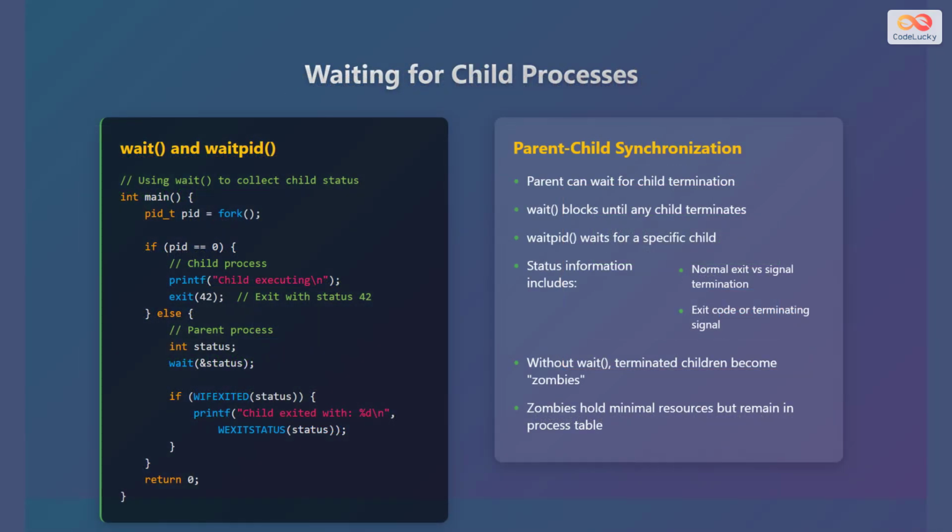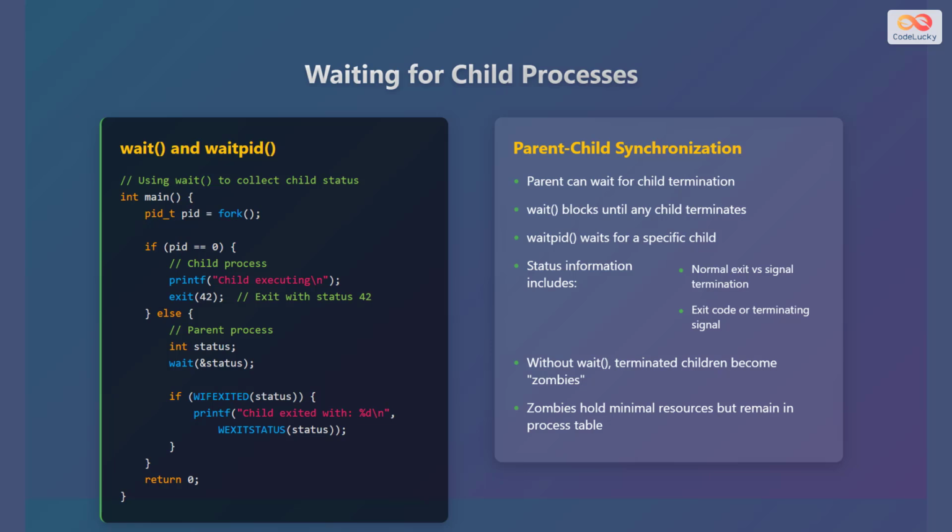After a parent process creates a child process, it often needs to wait for the child to complete its execution. The wait and waitpid functions are used for this purpose. The wait function blocks the calling process until any of its child processes terminate, while the waitpid function allows the parent to wait for a specific child process to terminate.